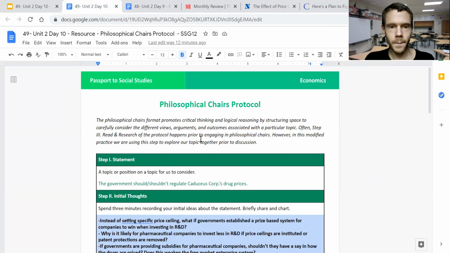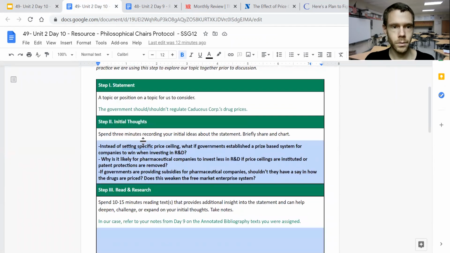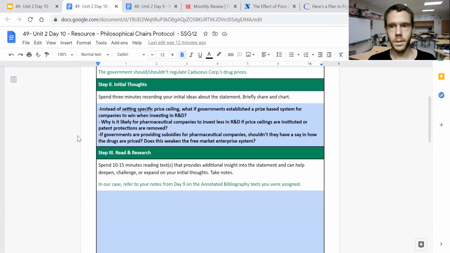And in step 3, this part of the protocol happens prior to actually engaging in the whole class discussion, the philosophical chairs. However, we can do this together as a way of really thinking through the process. So step 1 is the statement. So we really want to think of, should the government regulate or not regulate these drug prices? So for step 2, I just wrote in some questions for you to consider. So you may want to pause just for a moment to read through the list of questions here. It's just something to kind of spark the conversation about initial ideas related to the statement.